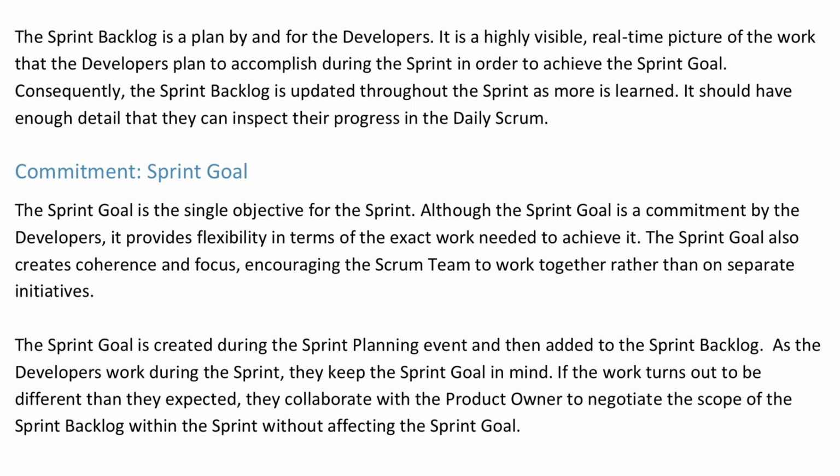Commitment: Sprint goal. The sprint goal is the single objective for the sprint. Although the sprint goal is a commitment by the developers, it provides flexibility in terms of the exact work needed to achieve it. The sprint goal also creates coherence and focus, encouraging the Scrum team to work together rather than on separate initiatives. The sprint goal is created during the sprint planning event and then added to the sprint backlog. As the developers work during the sprint, they keep the sprint goal in mind. If the work turns out to be different than they expected, they collaborate with the product owner to negotiate the scope of the sprint backlog within the sprint without affecting the sprint goal.